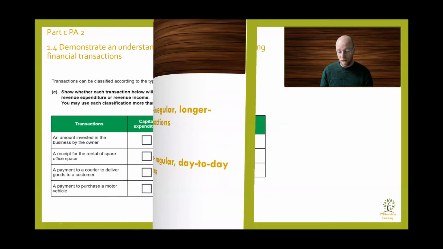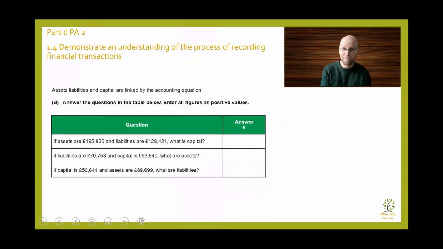So let's take a look now at part D. Now again, this one is looking at learning outcome 1.4, demonstrating an understanding of the process of recording financial transactions. And this part of the task in particular is testing you whether you can calculate the value of assets, liabilities and capital and the dual effect of those transactions.